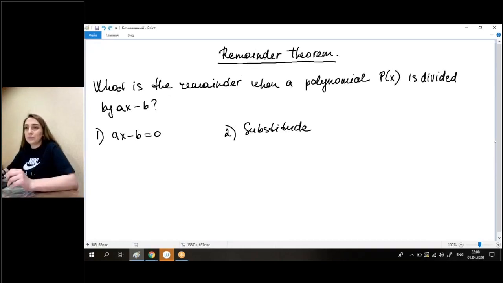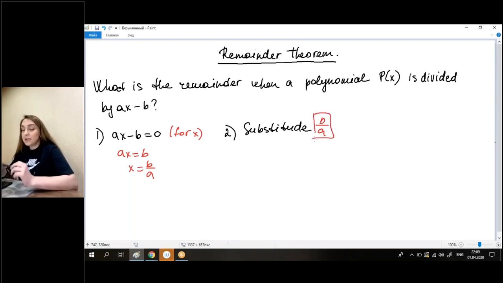Now we will talk about the remainder theorem. The remainder theorem is similar to the factor theorem. In order to determine what the remainder is when a polynomial p of x is divided by ax minus b, first we must solve the equation ax minus b equals 0 for x. Then we will get ax equals b, x equals b over a. The second step, we must substitute b over a instead of x in our polynomial. The answer that we will get will be our remainder.